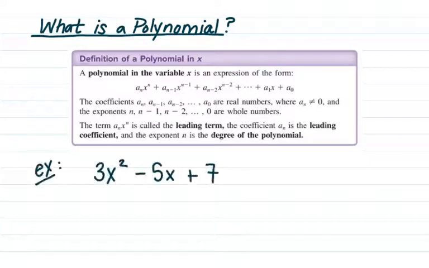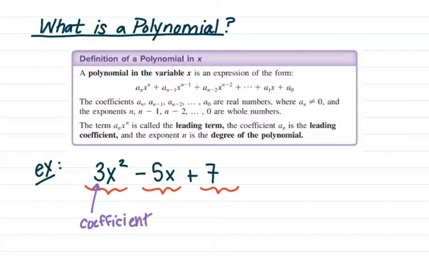Okay, so here is an example. We have 1, 2, 3 different terms that are being added up. Now you might say, oh, well, there's a minus. Remember, minus 5x here is just like plus a minus 5x. So we've got 3 terms being added, or in this case, subtracted. And each of the terms has what's called a coefficient. So that's the number part in front.